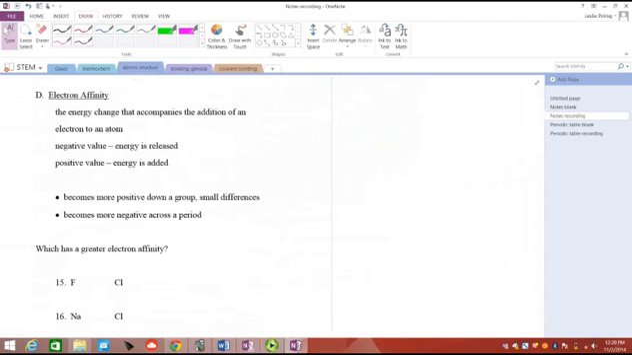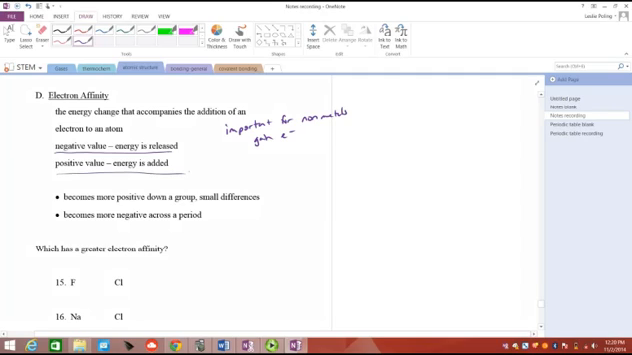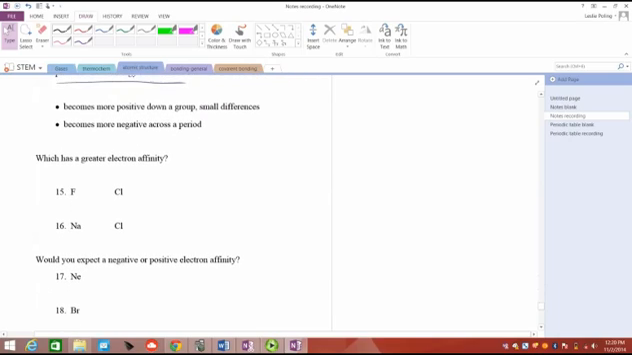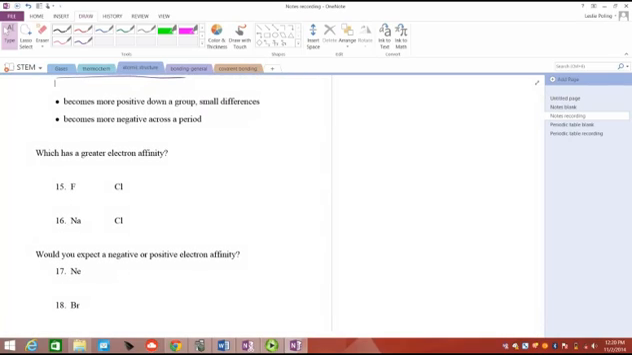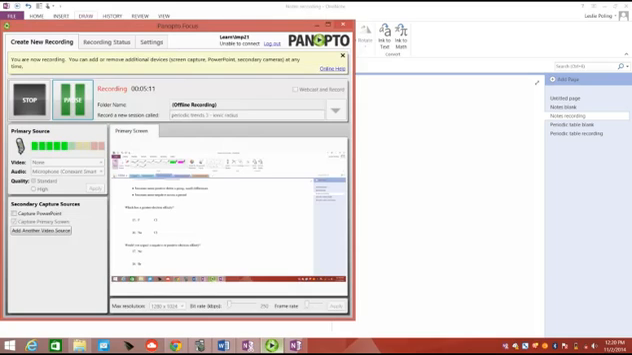Now, electron affinity is the energy change that accompanies the addition of an electron to an atom. So this is important for nonmetals because they gain electrons. Just like with thermodynamics, we have our same sign conventions for energy. Energy released is a negative. Energy added is positive. It becomes more positive when we move down a group, but there's only small differences. It becomes more negative as you move across a period.